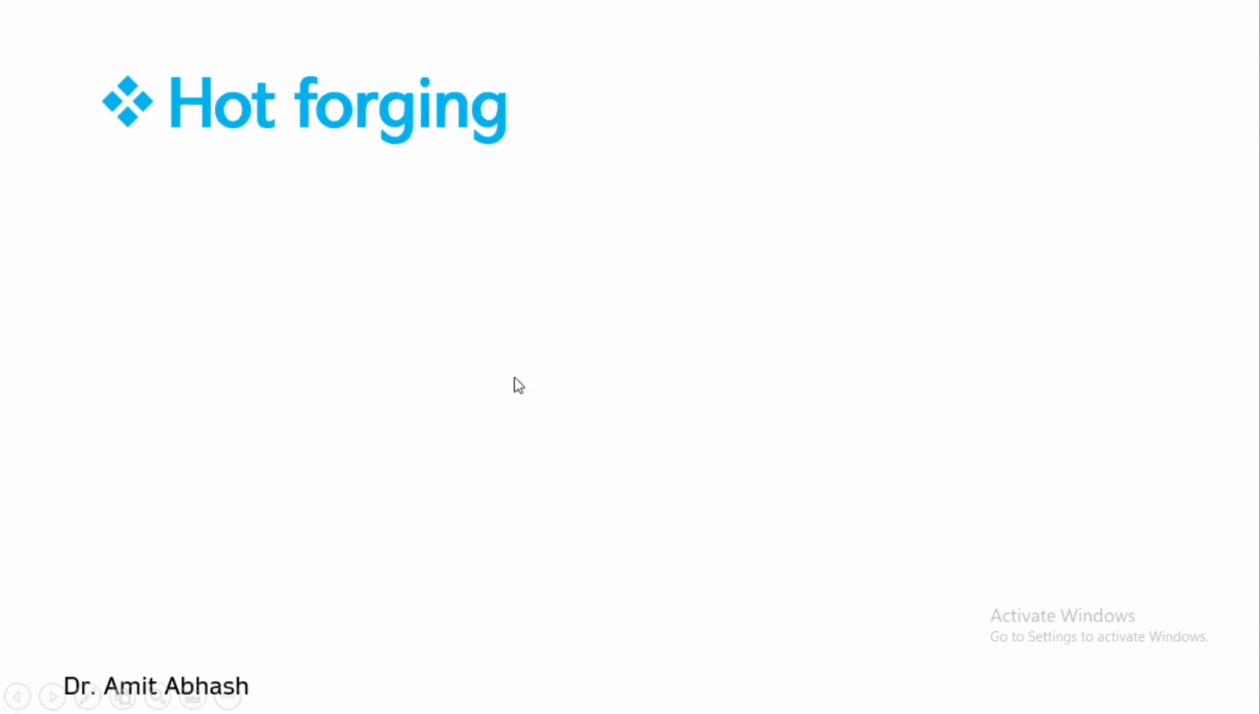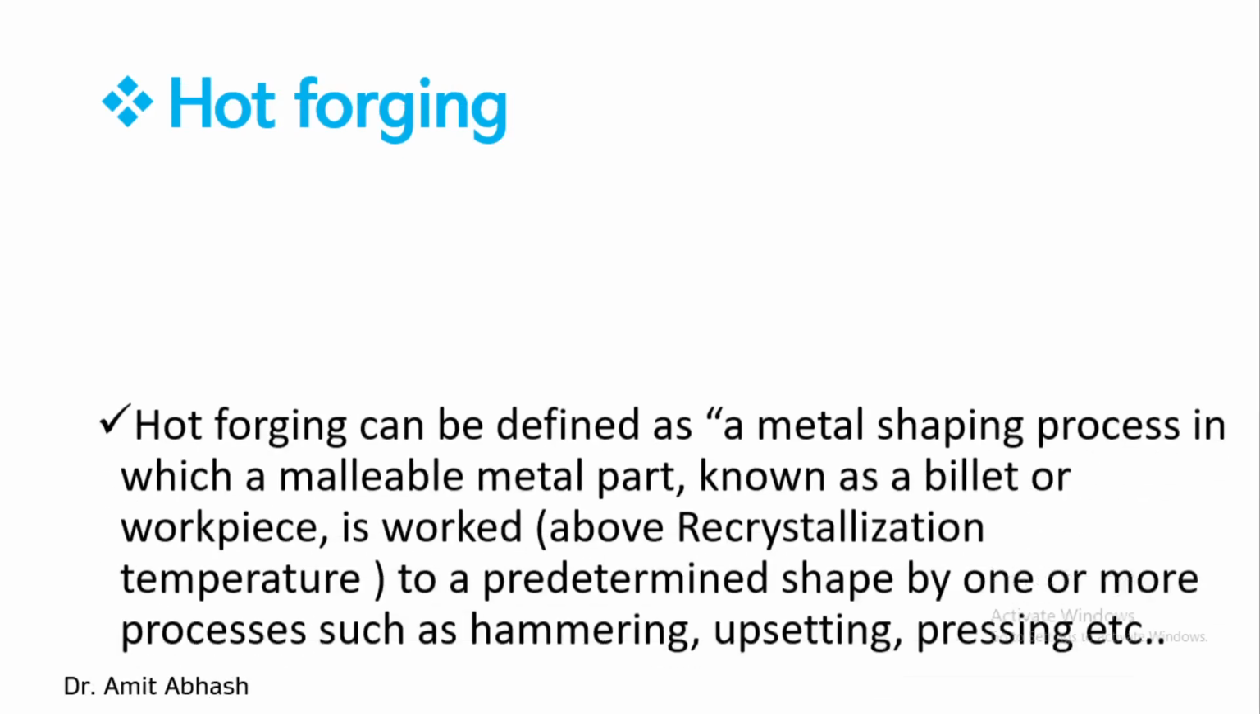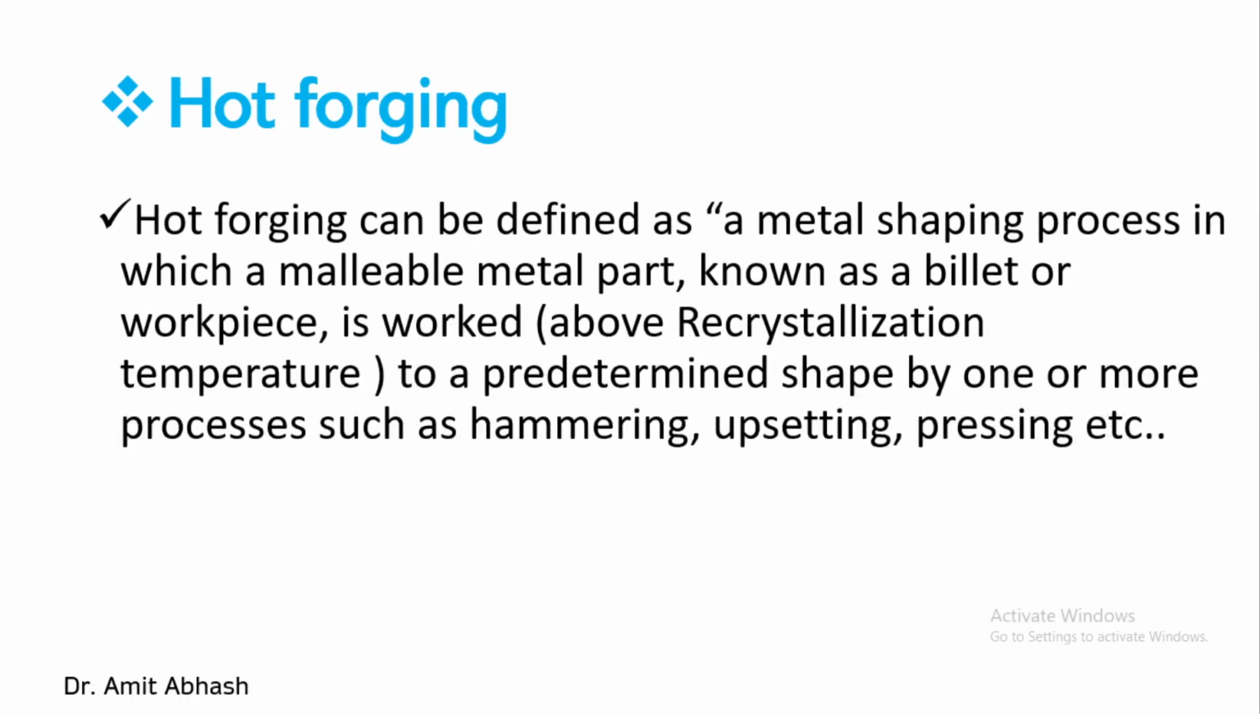The next one is hot forging. Hot forging can be defined as a metal shaping process in which a malleable metal part known as a billet or workpiece is worked above the recrystallization temperature. I have already discussed what the recrystallization temperature means: the temperature after which the crystal structure changes, and due to that change the material's properties are improved and the ductility is increased, and then you can deform it into complex shapes, as I told you.